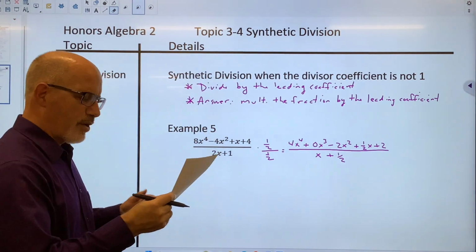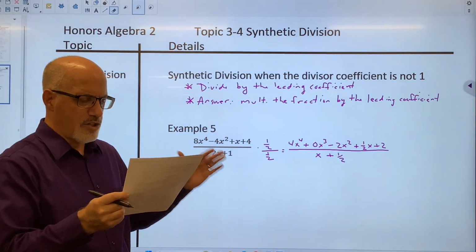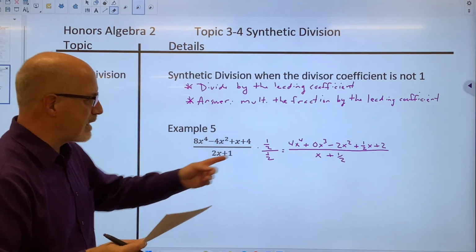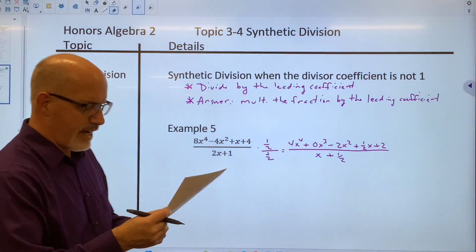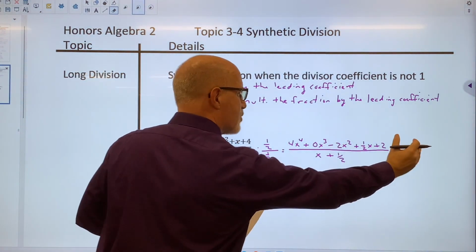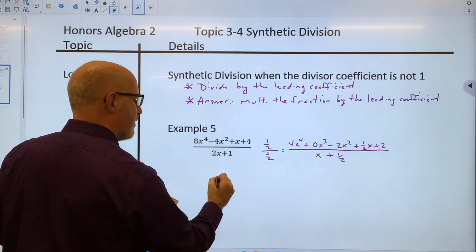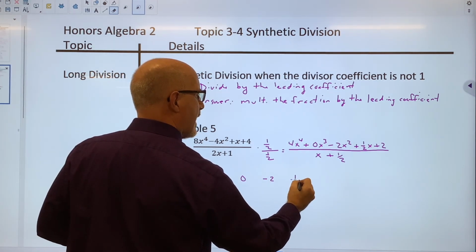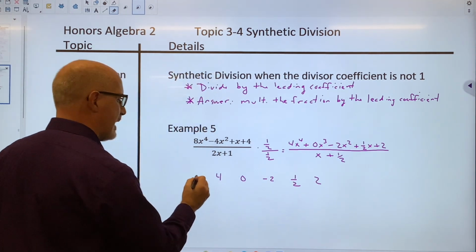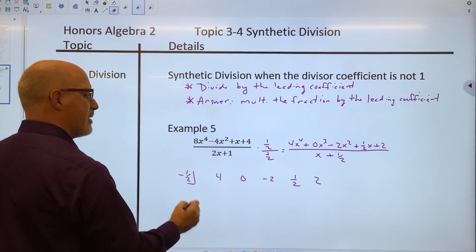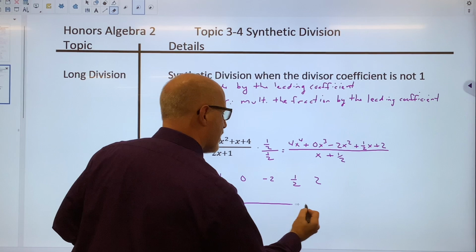So there I've got a problem now. This setup is just like the setup I used in the previous ones, because our leading coefficient of this divisor is equal to 1. Now we're going to take this, we're going to strip off the variables, make it 4, 0, -2, 1/2, and 2. And in the box, we're going to put the opposite, -1/2. Skip a line, draw a line.